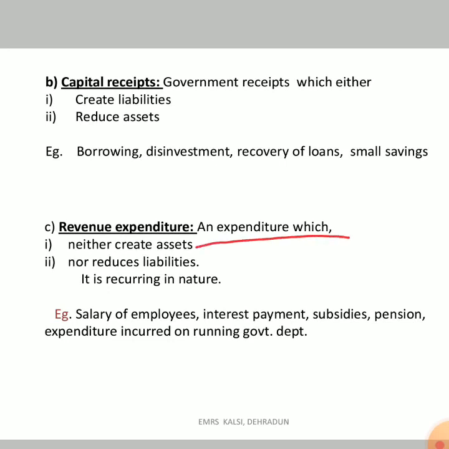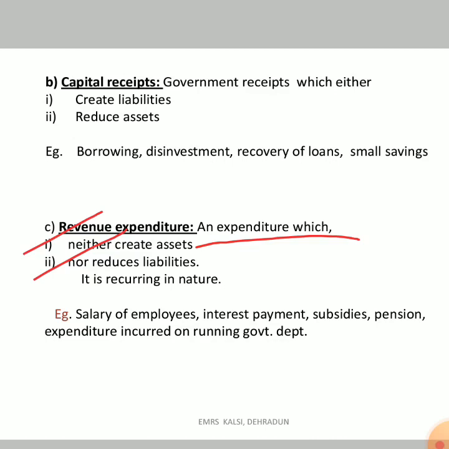An expenditure which neither creates an asset nor reduces a liability. Okay, it means the government is spending money, money is getting out of the pocket of the government, but what is happening? Neither is an asset being created. What are the assets of the government? The roads, railways, highways, trains, hospitals, schools, etc.